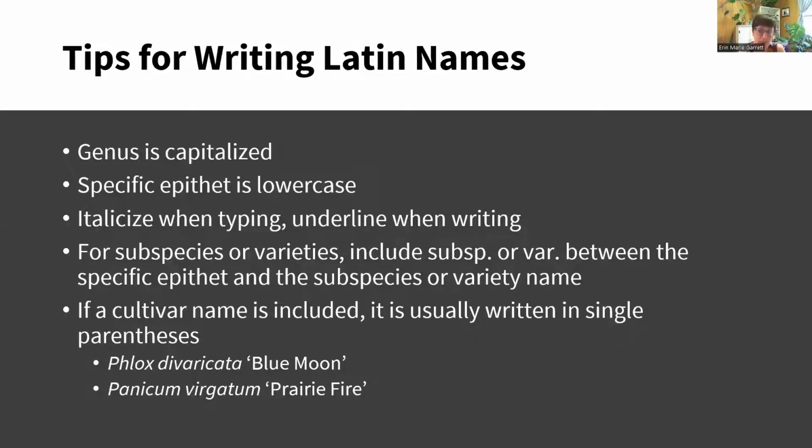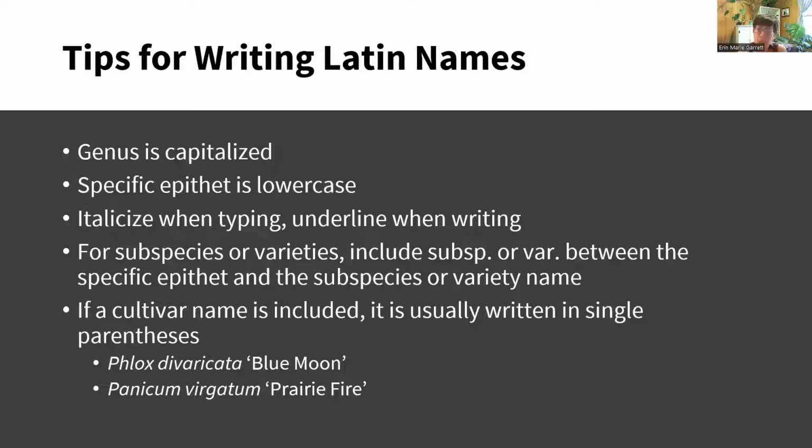If we get further down below species into subspecies or varieties, you'd include an abbreviation for subspecies or variety as written on the screen, and you put that between the specific epithet and then the subspecies or variety name. So in that case, you would have your genus, your specific epithet, variety, and then another word after it.